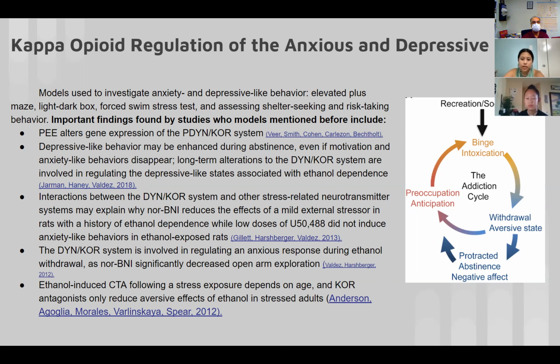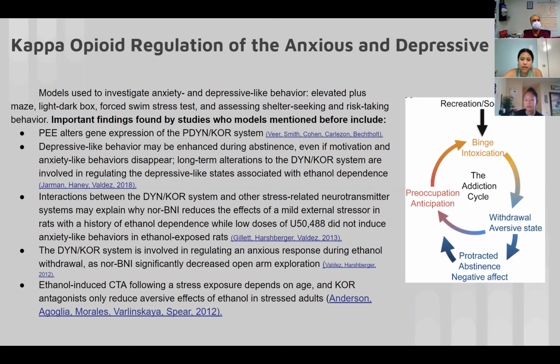Important findings from studies that use the models mentioned before include that prenatal ethanol exposure alters gene expression of the prodynorphin KOR system, which is correlated with an anxiety-prone phenotype at the behavioral level. Norbinaltorphimine reversed behavioral changes in rats during acute ethanol withdrawal and protracted ethanol abstinence. Depressive-like behavior may be enhanced during abstinence, even if motivation and anxiety-like behaviors disappear. The long-term alterations to the DYN-KOR system are likely involved in regulating the depressive-like states associated with ethanol dependence.